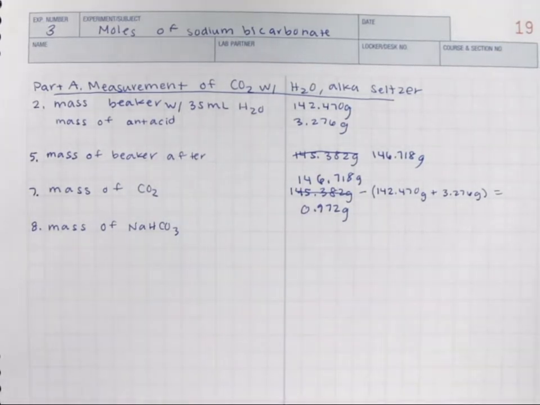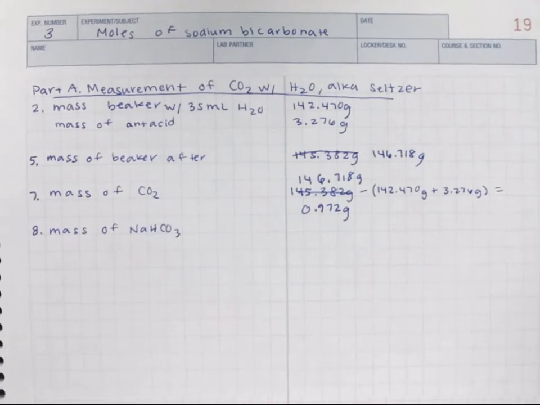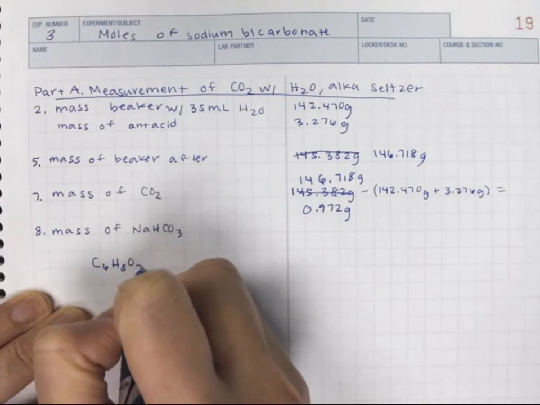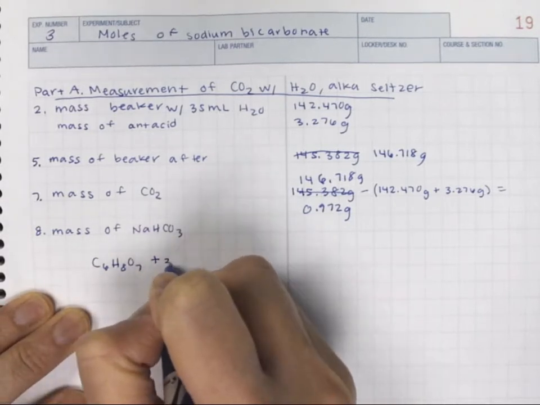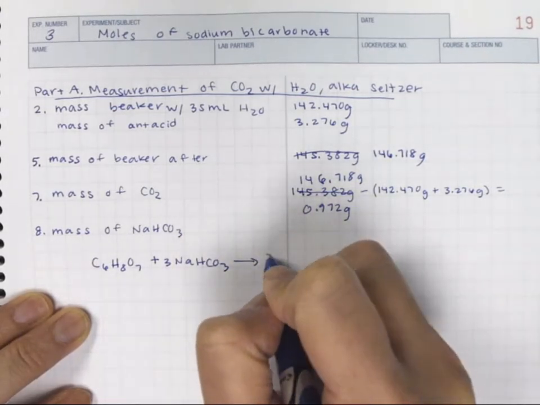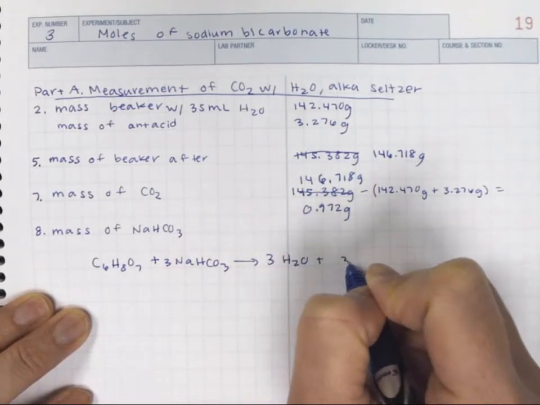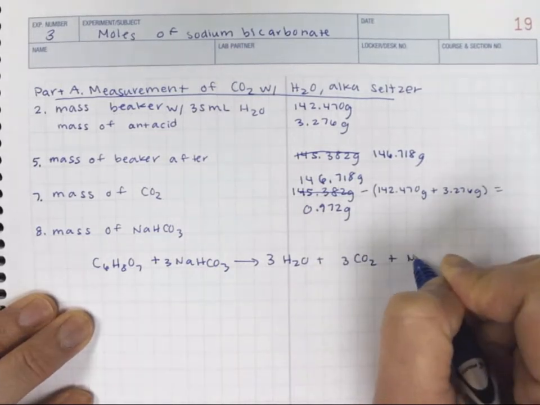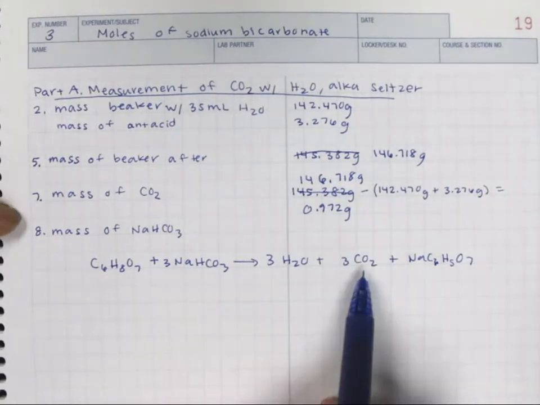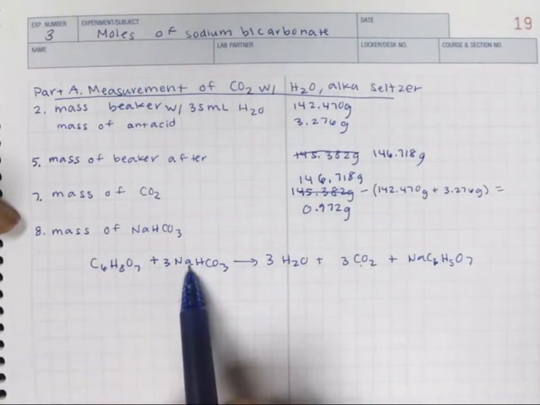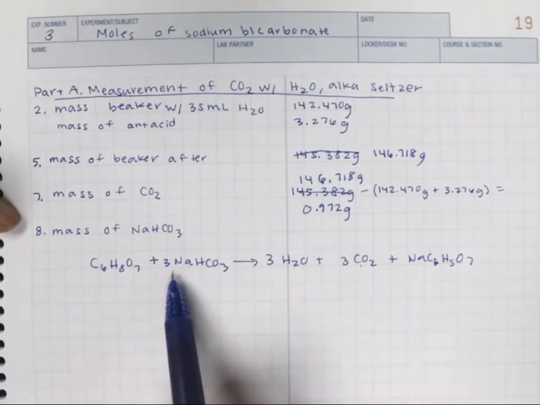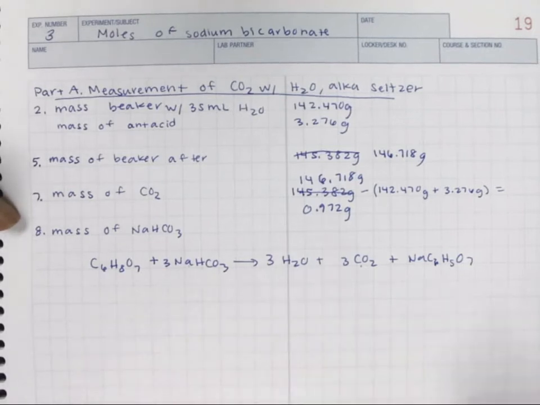Okay, so to determine the mass of sodium bicarbonate, we have to use stoichiometry. So for the reaction, we have C6H8O7 plus 3 NaHCO3 gives 3 H2O plus 3 CO2 plus Na3C6H5O7. So we're going from carbon dioxide to sodium bicarbonate, and this has a 3:3 ratio, so we can use that in our coefficient.